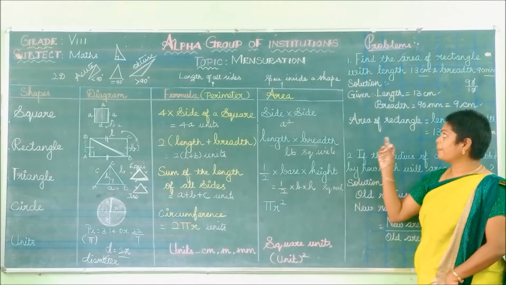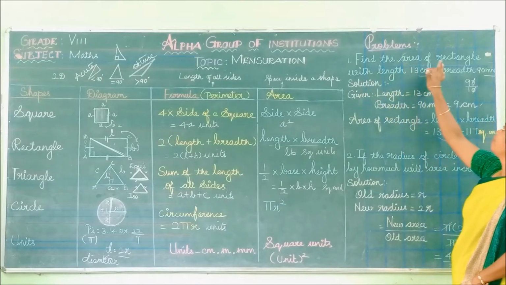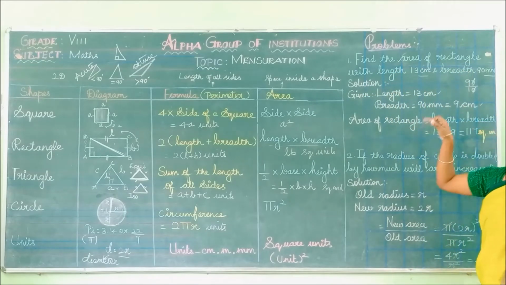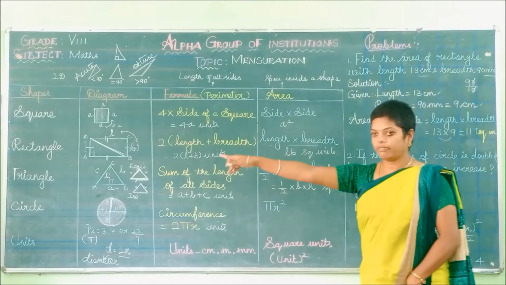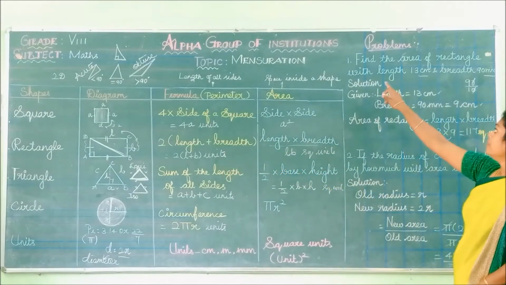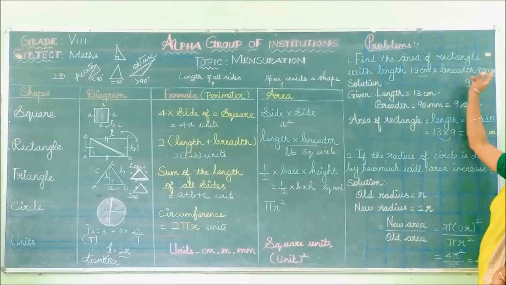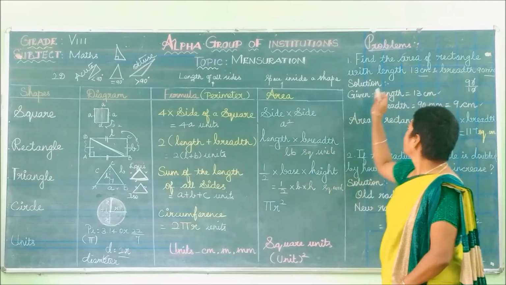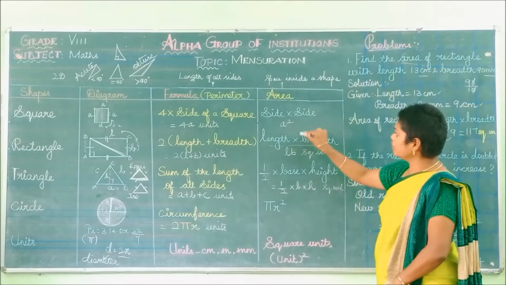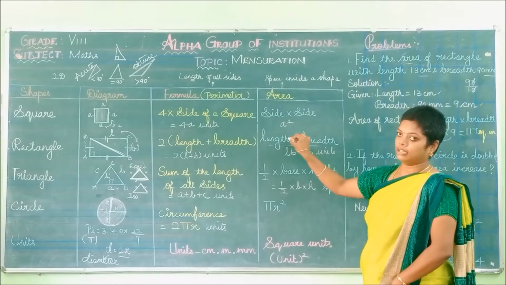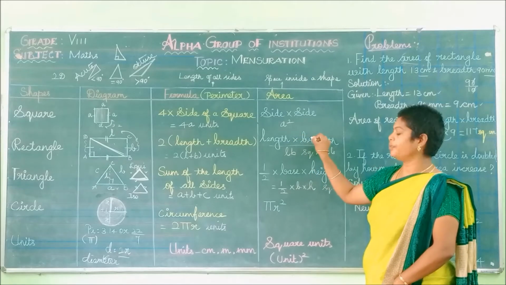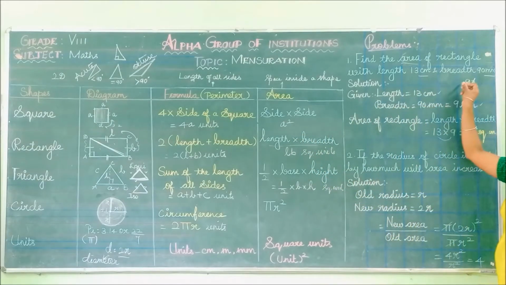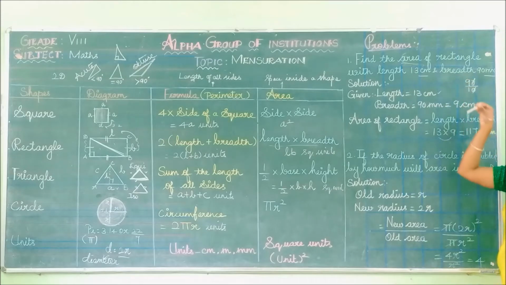Okay, so look at the problem. Find the area of a rectangle. See the second one, with length 13 cm and breadth 90 mm. What is the formula for the area of a rectangle? Length into breadth. Here length and breadth are given, so you can easily substitute the values. Then look at the measurement: this is centimeter and this is millimeter.